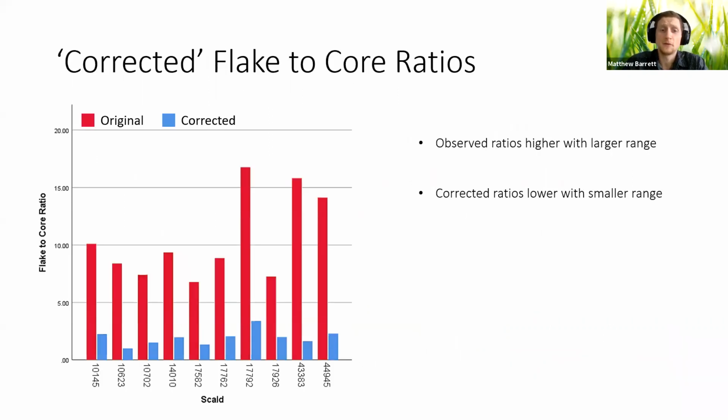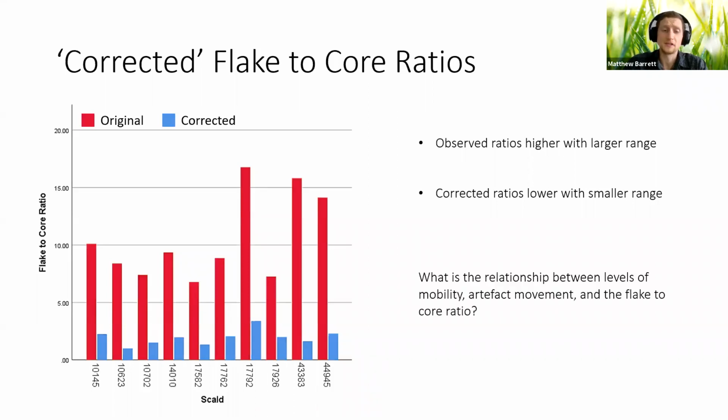So for Rutherford's Creek, observed flake to core ratios are variable with a large range. Applying that correction method lowers the values and reduces the spread, though some variation is still present. This variation could reflect differential reduction intensity or artifact movement. If differential reduction intensity was a factor, we would expect indicators of high reduction intensity, as expressed in different artifact attributes, to be associated with higher flake to core ratios. But this isn't the case, which leaves artifact movement.